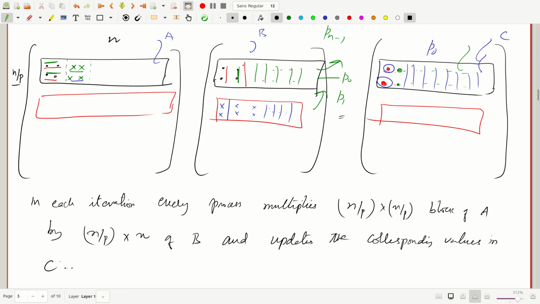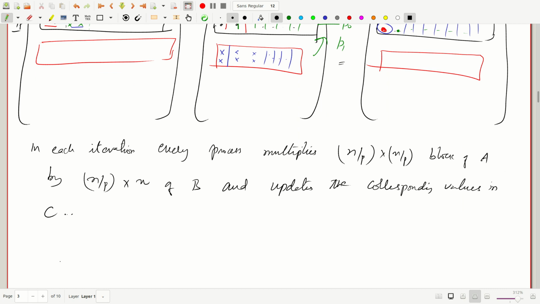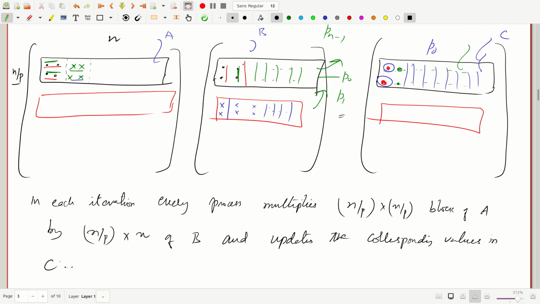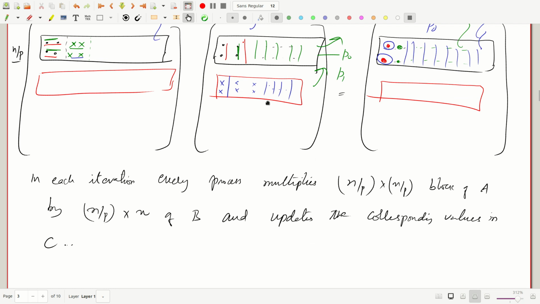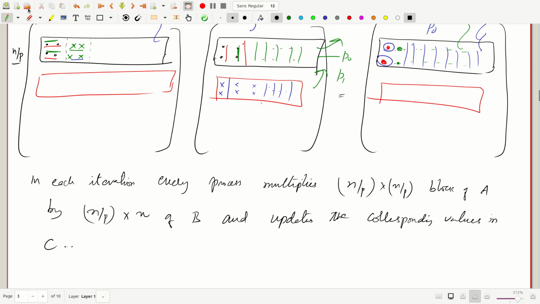Okay, all right. And then what we do is we cycle the elements of B, and then the second n by p block of A will be used to multiply the second row that is received. So we also need to keep track of what row we are multiplying with, right. So keep track of the row that we are multiplying.